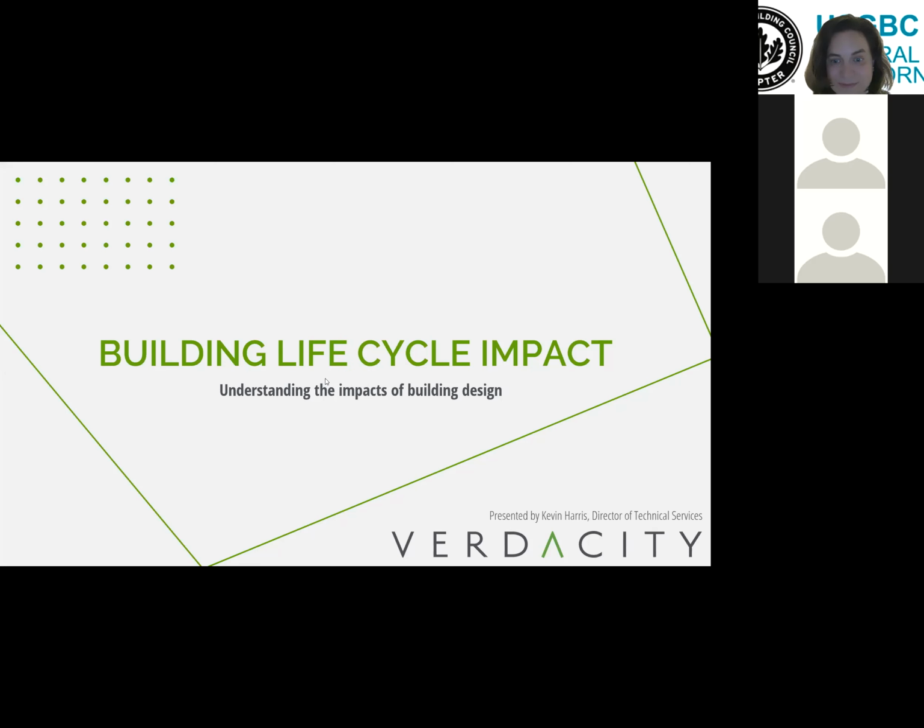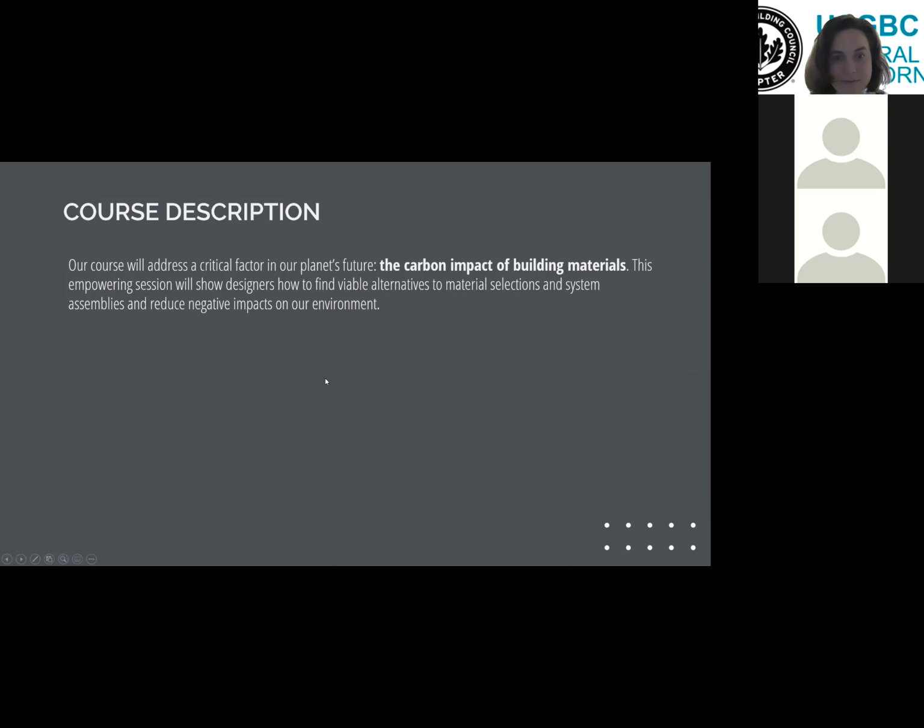All right, so today we're going to be covering what we call building lifecycle impact, understanding the impacts of building design. So a quick course description. We're going to be looking at one of the most critical things that we face as a society today, which is our planet's future. So what we're going to be looking at specifically today is the carbon impact of building materials. So what we want to look at is finding viable alternatives to material selections and system assemblies to reduce negative impacts on our environment.